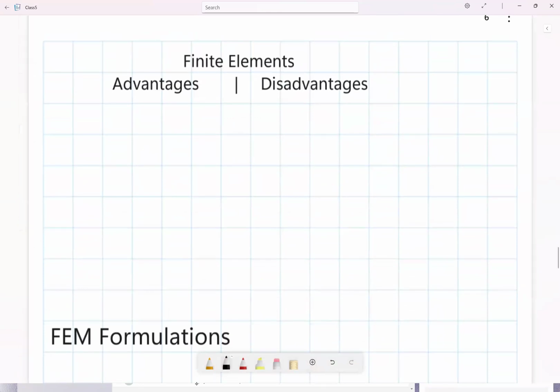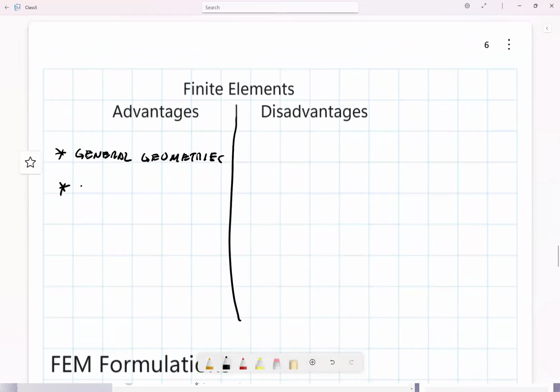Okay, now we get into finite elements. The advantages of finite elements, first of all, is general geometries. It's also nonlinear, non-linear media. General geometries, nonlinear, okay with internal problems.